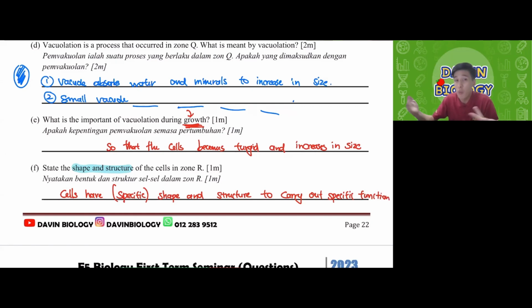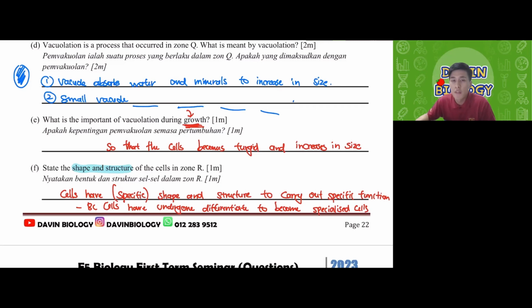But if they ask you to explain why, the explanation is because the cells have undergone differentiation to become specialized cells. If they ask you to explain, but this one they didn't ask you to explain, so the shape and structure, they are different, they are specific. Okay. Yeah. So okay, this one we try another one.